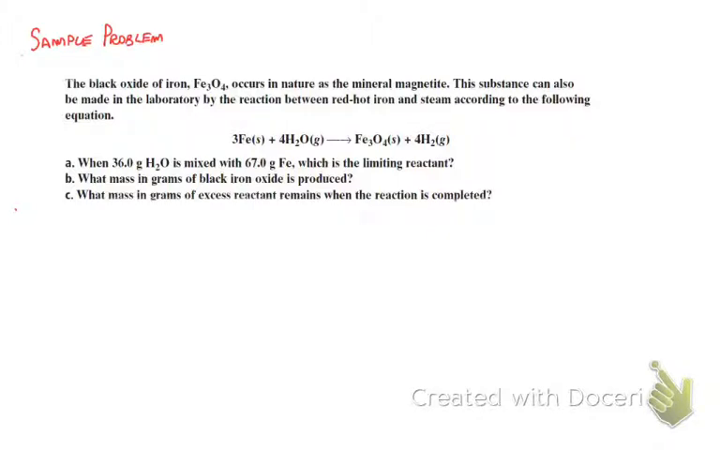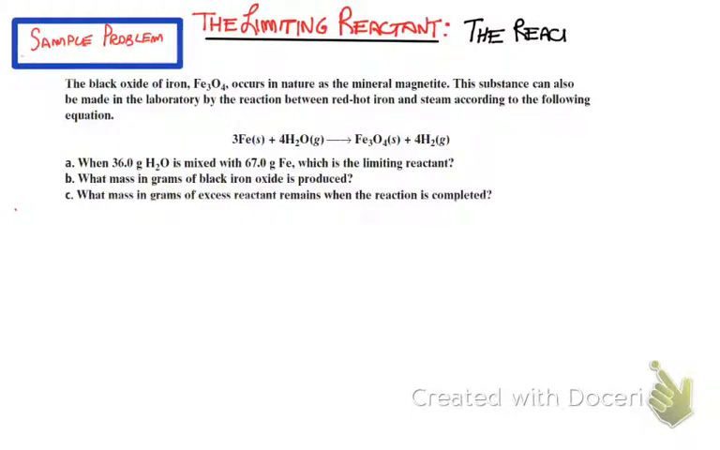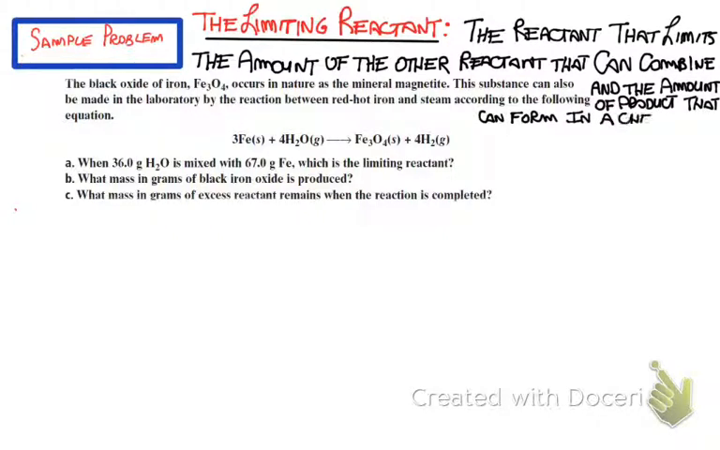Now you have a kind of a visual of mixing red hot iron with water. I had to use liquid water, though the equation clearly calls for steam, but it's easier to see it my way. When I mix those together, I'm going to produce this black oxide, and something's going to be left over. So, what we want to do here is talk about the limiting reactant. By definition, a limiting reactant is a reactant that limits the amount of the other reactant that can combine to form product, thereby limiting the amount of product. So limiting reactant, it limits how much of one reactant can combine with the other, and therefore the amount of product.